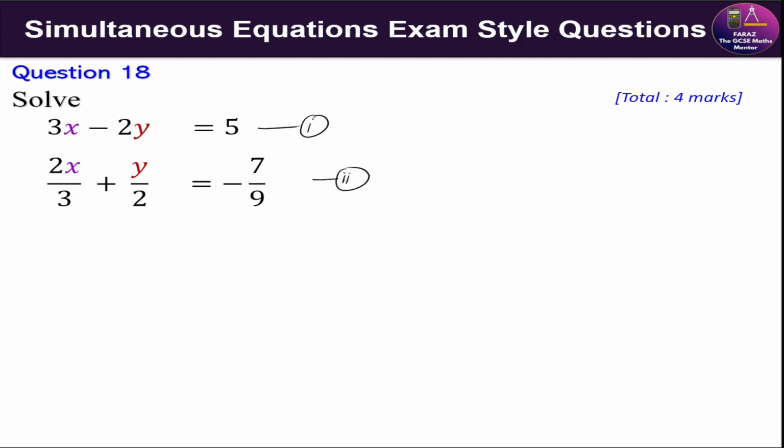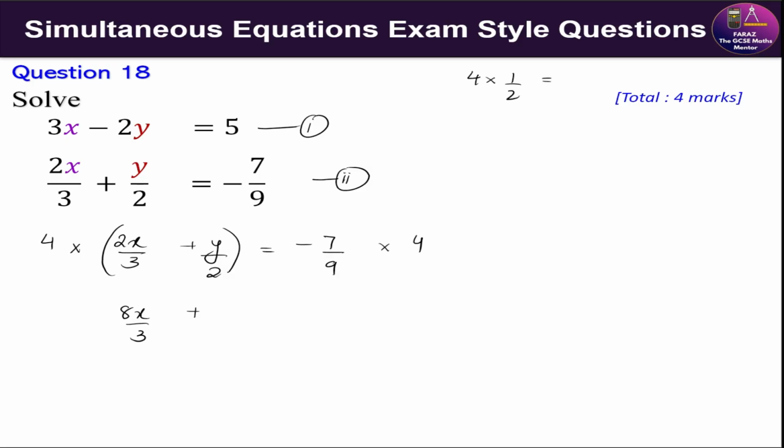Okay, so how you can make the y coefficient same? In the second equation, if I take the second equation, 2x over 3 plus y over 2 equals minus 7 over 9, and multiply it by 4 on both sides, it will give me 8x over 3 plus 4 times 1 over 2. What is it actually? 4 times 1 over 2 is 2 into 1 is 2, 2 into 2 is 4. So that is 2. So I know that 4 times 1 over 2 will give me 2. That's why I multiplied here 4 on both sides.